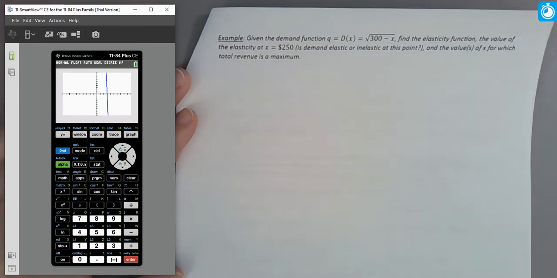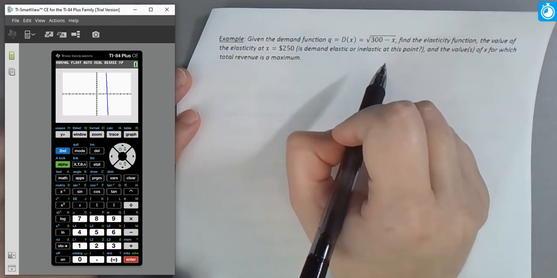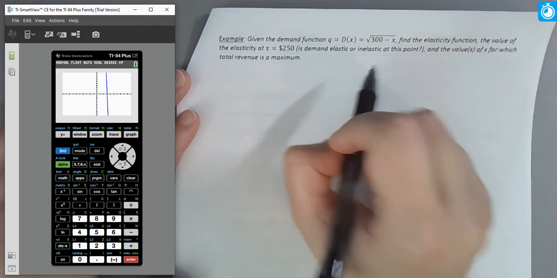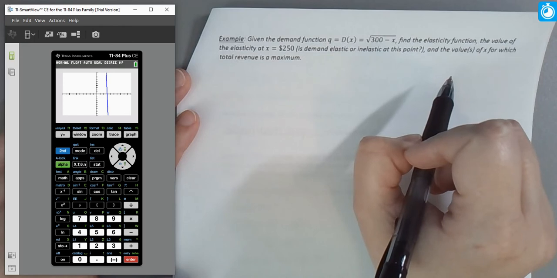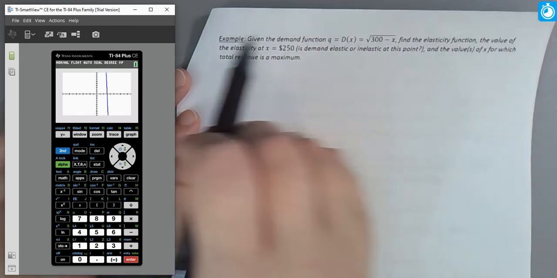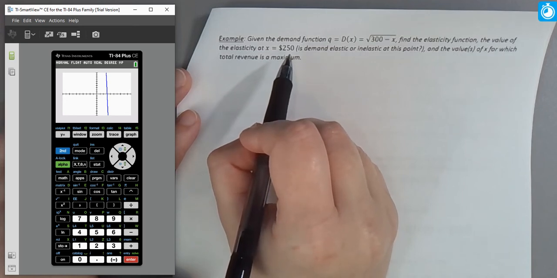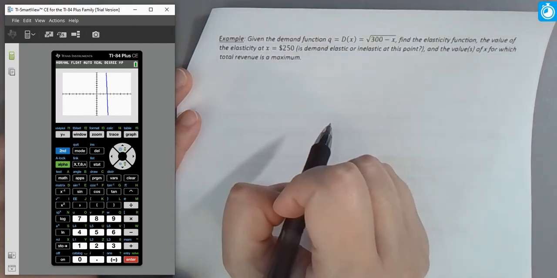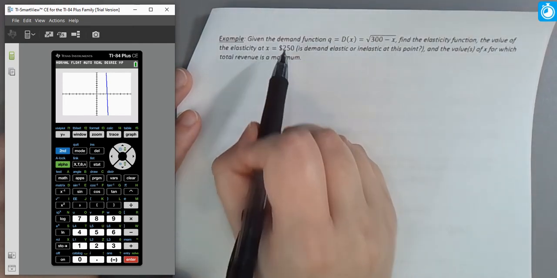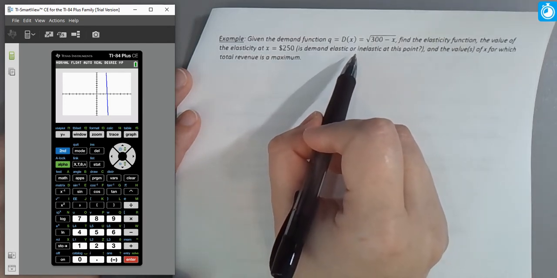Okay, so given the demand function, Q equals D of X equals this particular function, a radical function, the square root of 300 minus X, we want to do a few things. First, we want to find the elasticity function. We're going to start there. We also want to find the value of the elasticity if X is equal to $250. In other words, if this is our price, is demand elastic, in other words, very sensitive to additional changes in price, or is it inelastic, in other words, not very sensitive to changes in price?